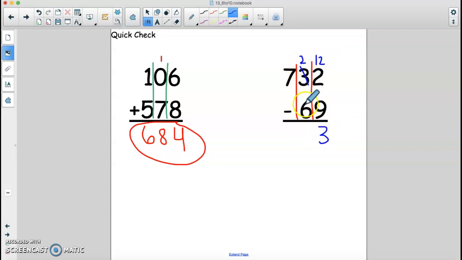And now I have 2 take away 6. Nope, can't do it. Go next door and get 10 more. That turns into a 6, and this turns into a 12. So 12 minus 6 is 6, and 6 minus nothing is 6 again. So 663.